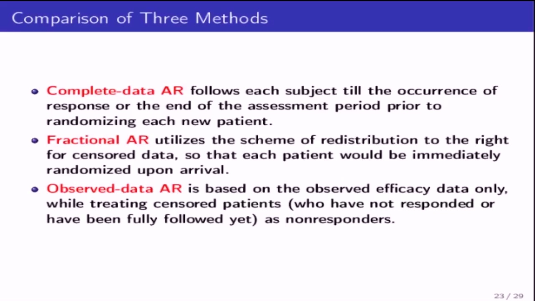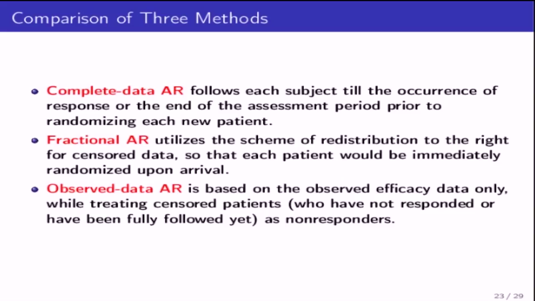The second method, called fractional AR, is what we have proposed. We consider those outcomes that are censored as time to event data, and then we use the redistribution to the right scheme to calculate the fractional contribution of the censored observation. So that when a new subject enters the trial, this subject can be immediately randomized upon arrival.